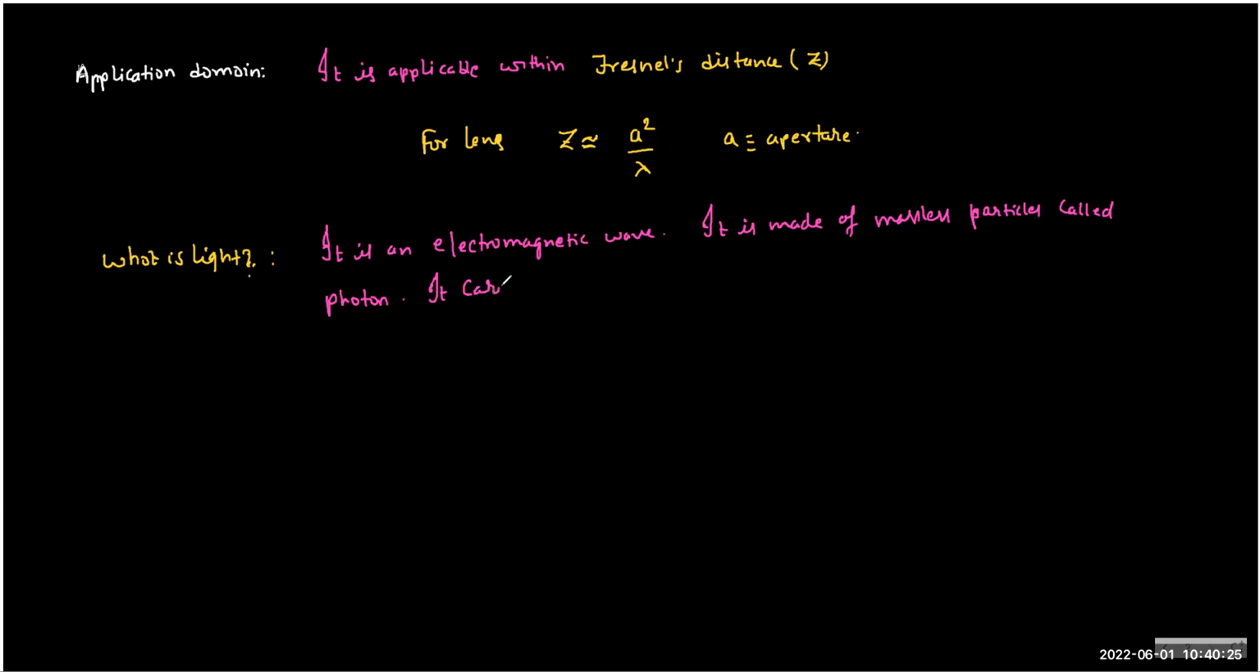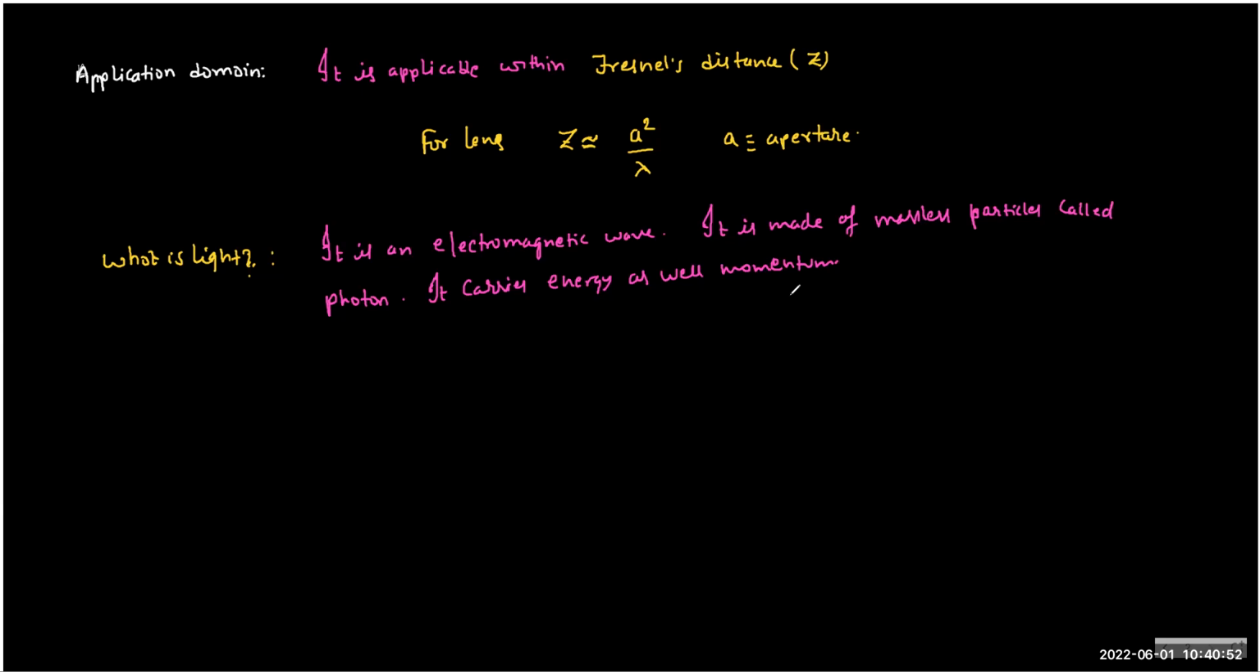It carries energy as well as momentum. So this is some of the properties of light. It's an electromagnetic wave. It is made of massless particles called photons.